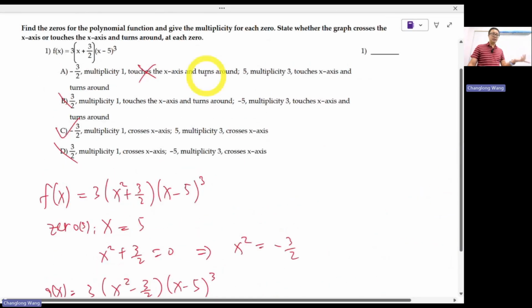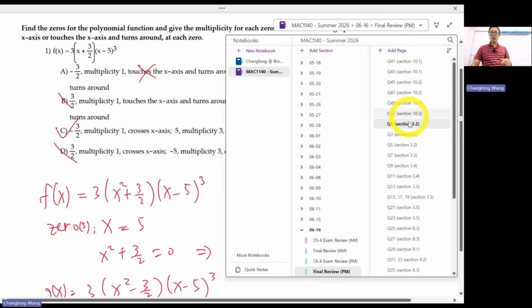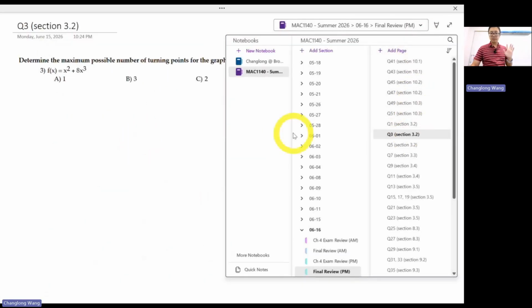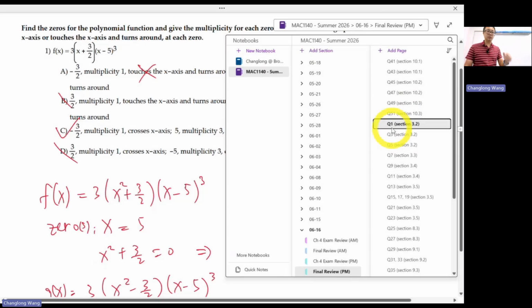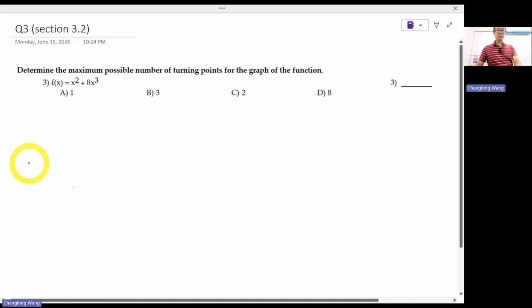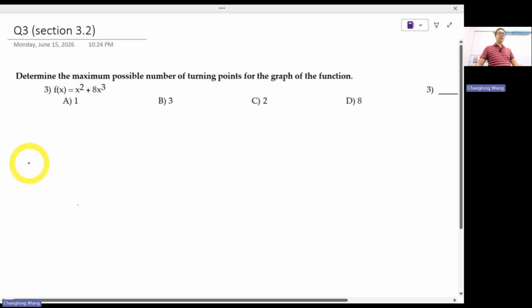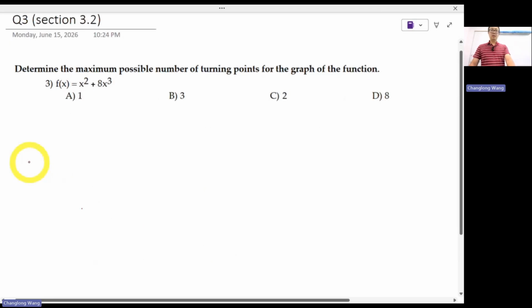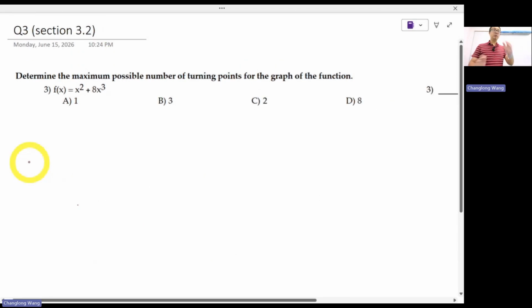Most likely you're getting something at this level, the same as question number 1. You can probably see it from question number 2. Sorry, I didn't have question 2, but you can look it up on the final review packet. I have 2 more minutes. I would like to try this problem real quick, or you try it to see if you still remember. If you don't, that means this is something you have to remember.